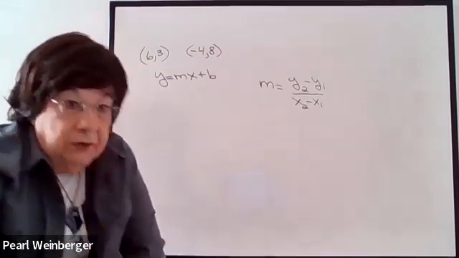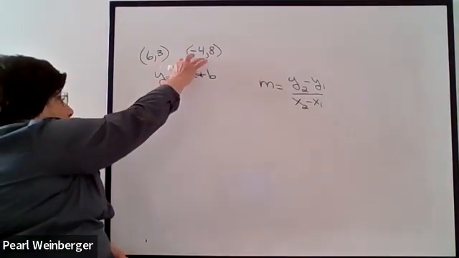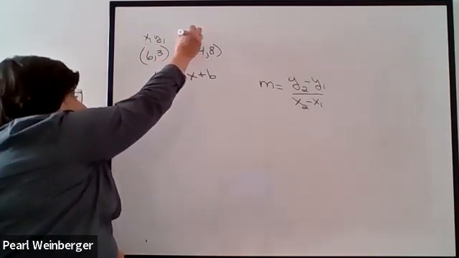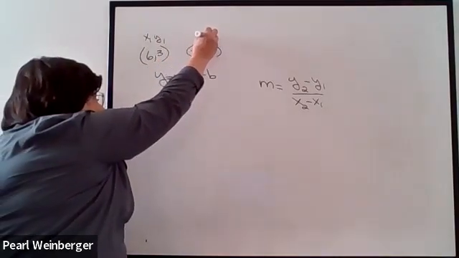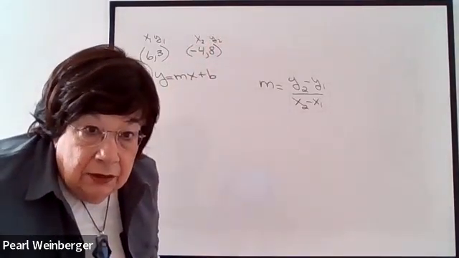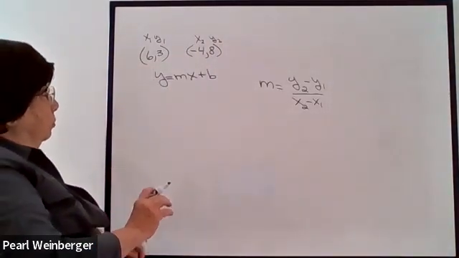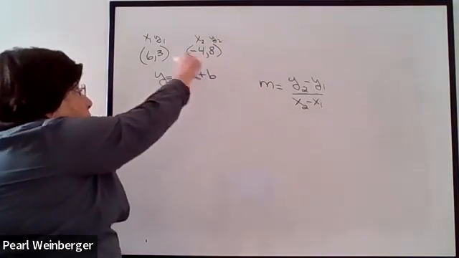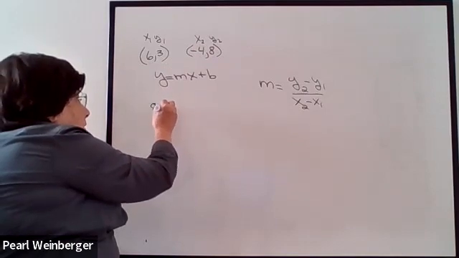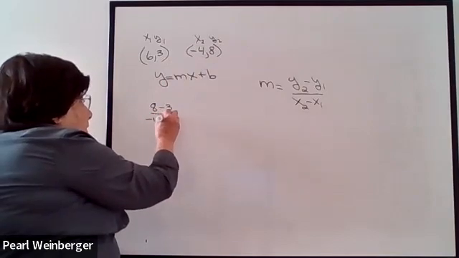Okay, I think we have to work on this together. Remember what I told you to do. Pick one of your points to be your x1, y1, and your other point to be your x2, y2. And again, it doesn't matter which you do. Let's see what the slope works out to be. So how do I figure out the slope? I have to do y2 minus y1, which is 8 minus 3, over x2 minus x1, which is -4 minus 6.